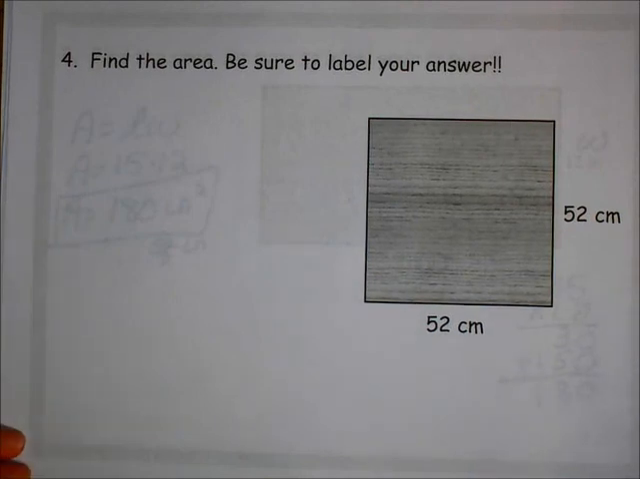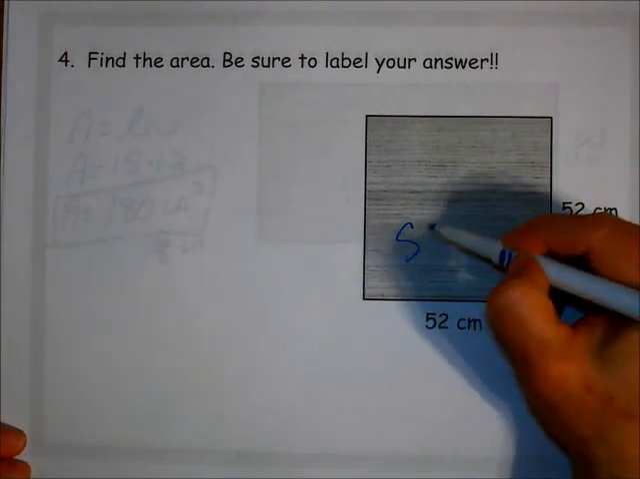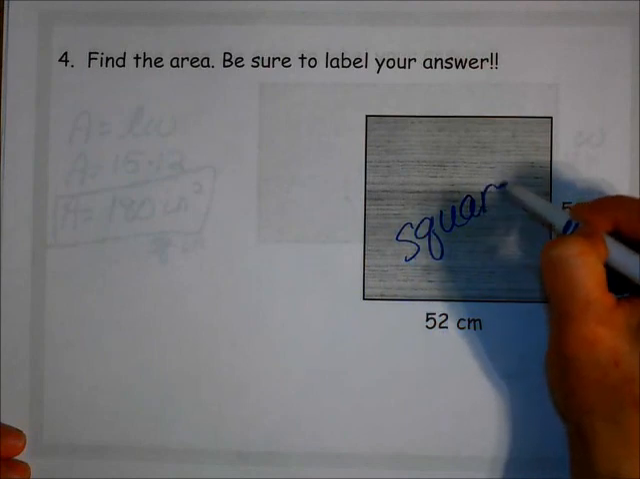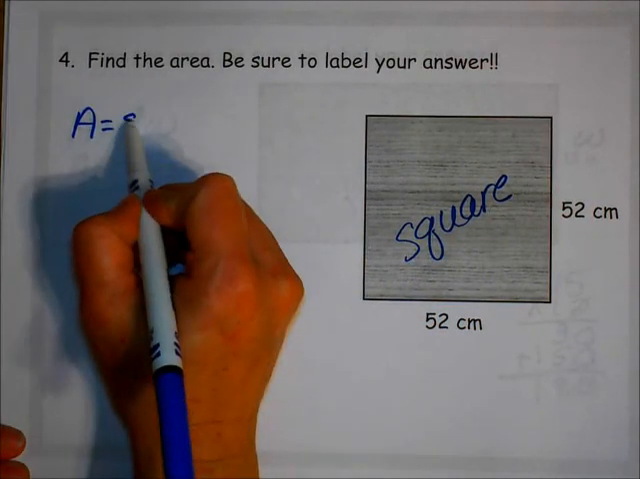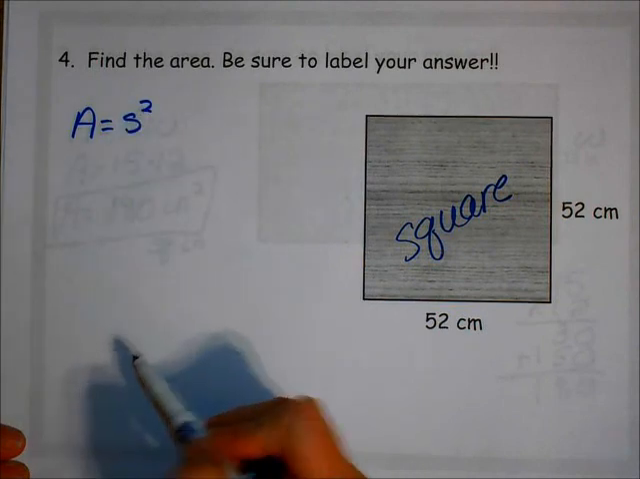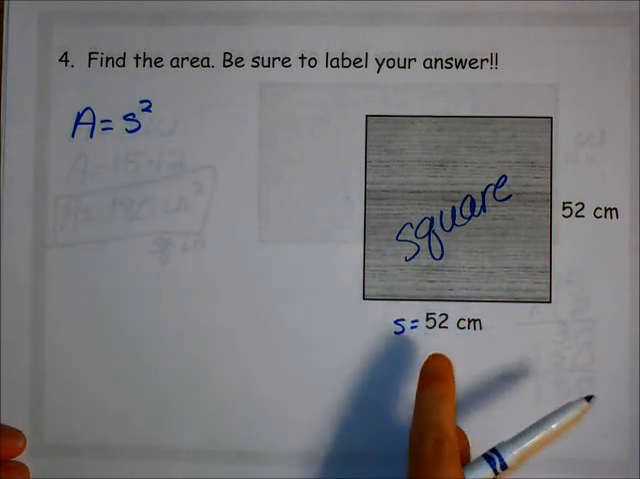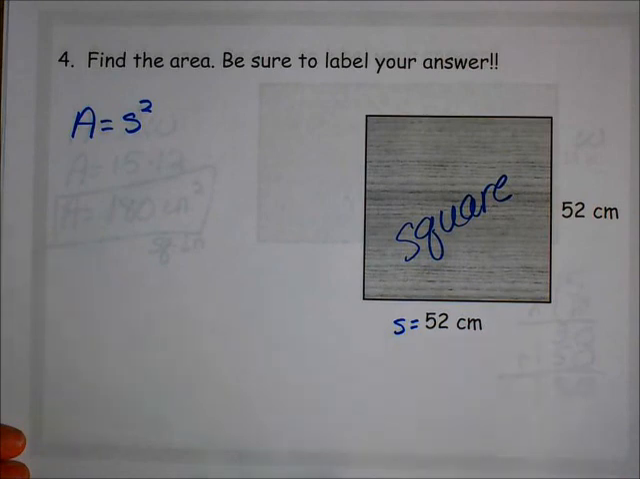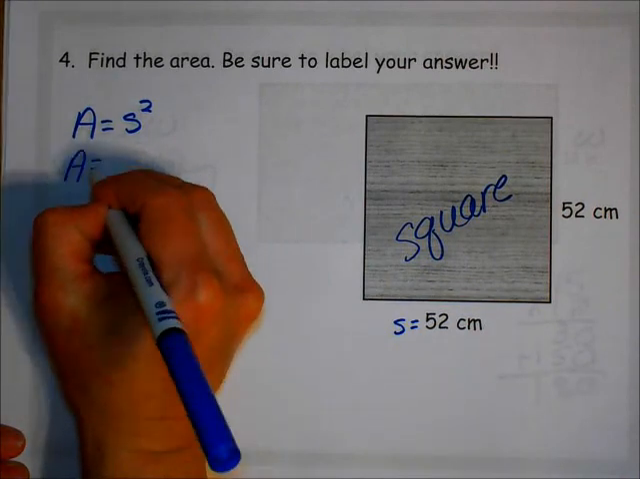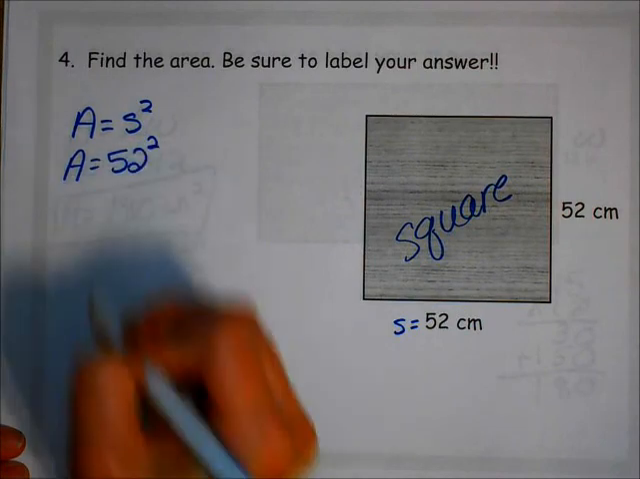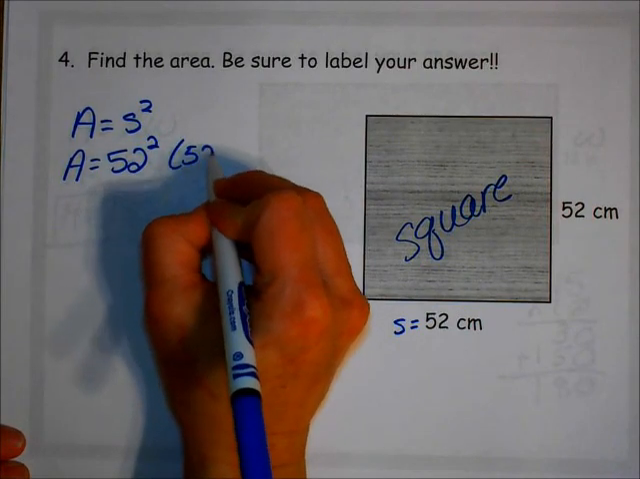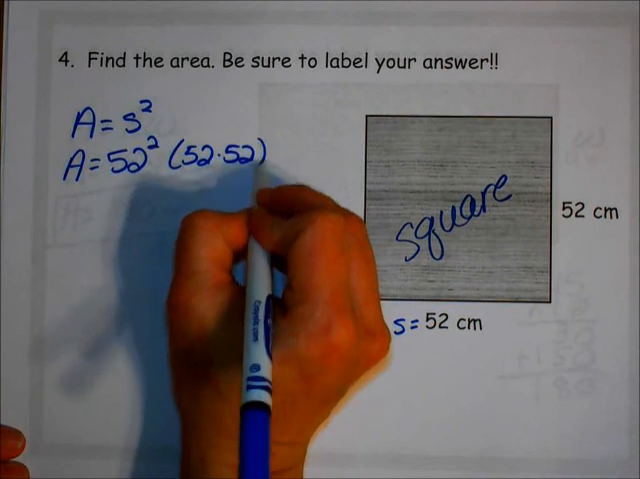Okay, let's check your work. You should have known that this figure is a square, and the formula you should have written down for area of a square is S to the second power, and S is going to be equal to 52 because each side of my square is 52 centimeters. So area equals 52 to the second power, which means 52 times 52.